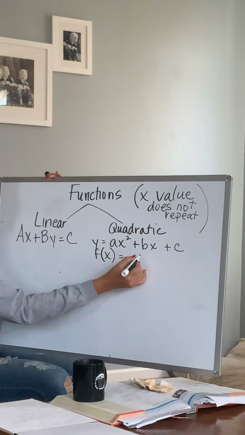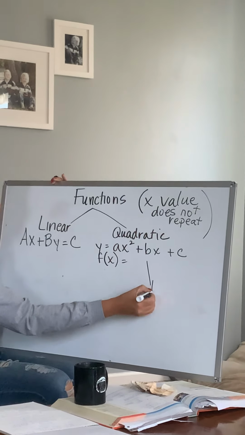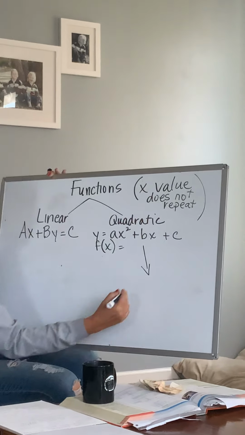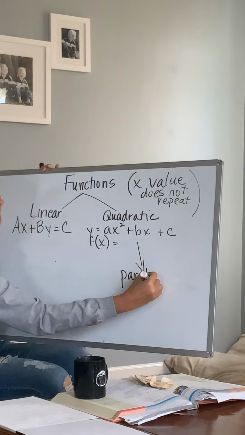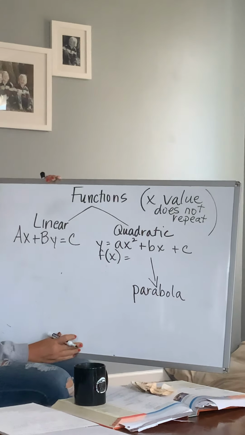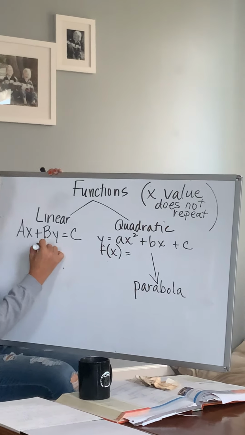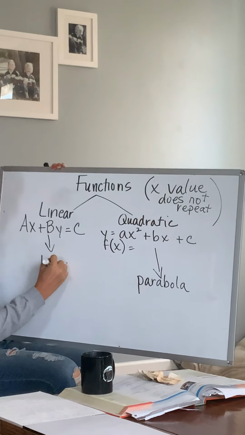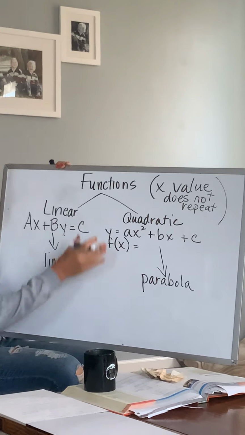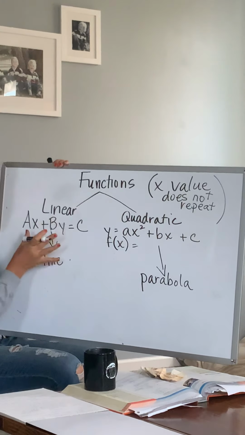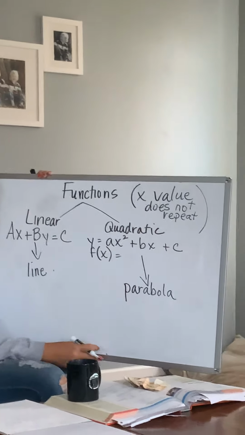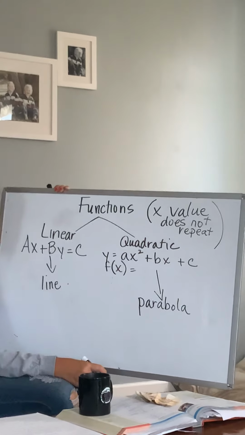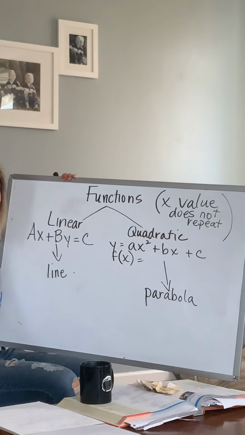What is the graph of a quadratic function called? I'm glad you asked. It's called a parabola. Okay, guys? Anyone remember what the graph of a linear function is called? A line. Okay? So we talked about functions, then we dealt with linear functions for a while. Now we've been dealing with quadratic functions for a while. Now we're going to start to graph them. So the graph of a quadratic function is a parabola.